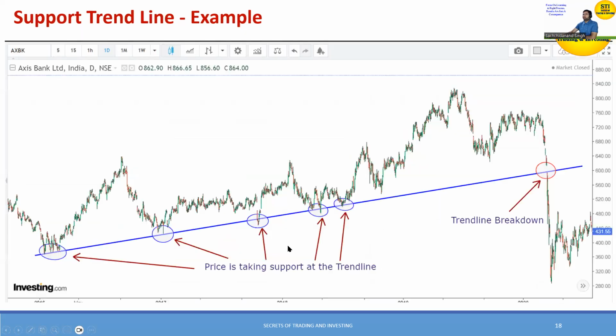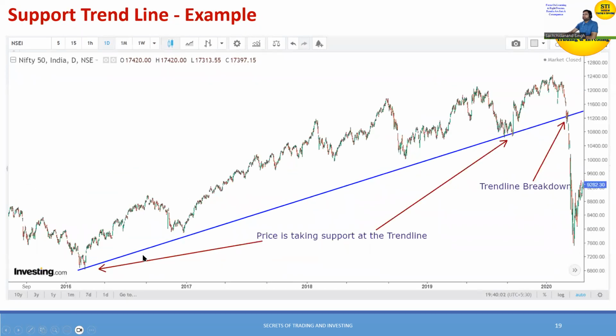These are some other examples, of the Nifty 50 index support line. Once the long-term support is broken, it gives you a good return. This is basically the Corona time, I believe, when the support line breakdown happened.